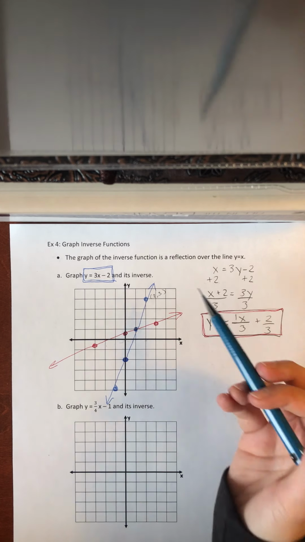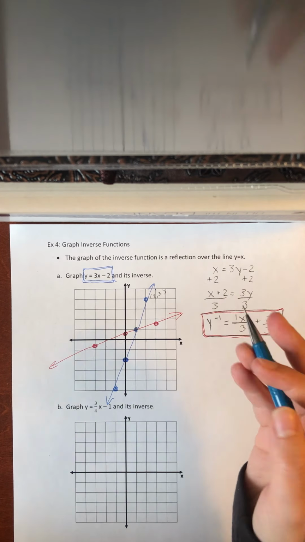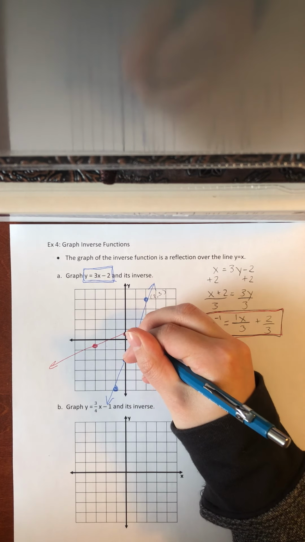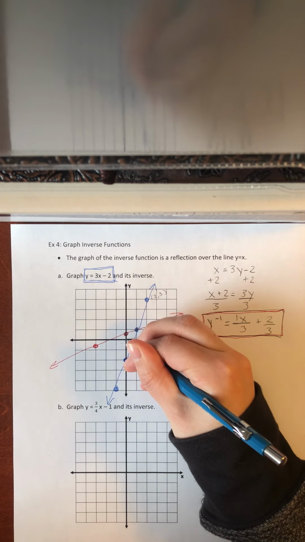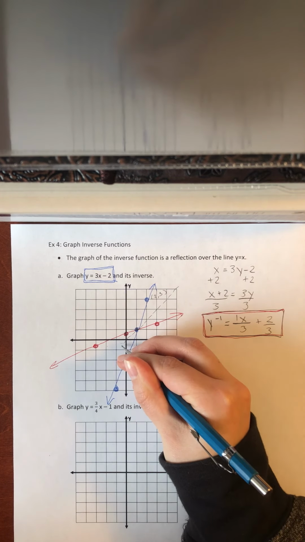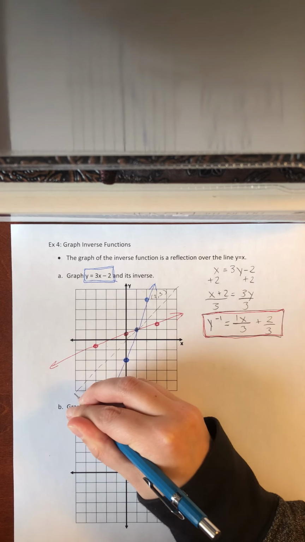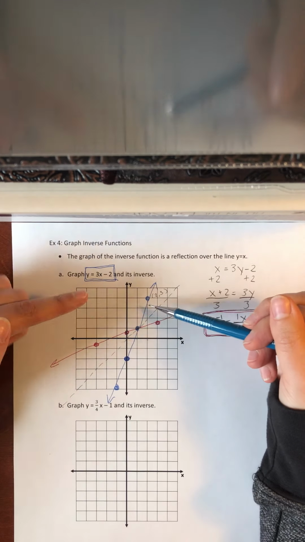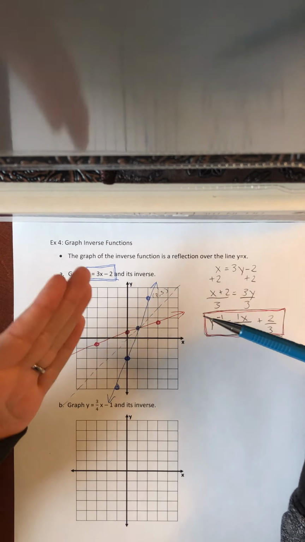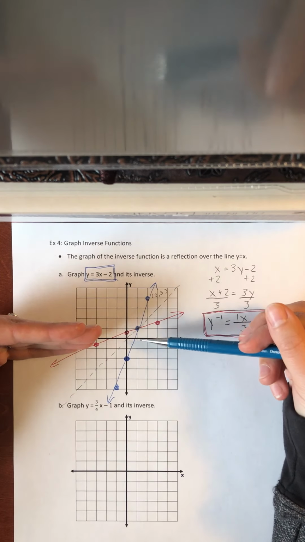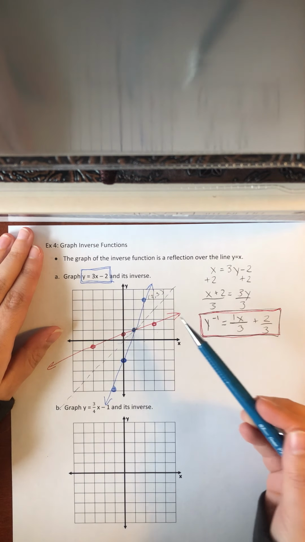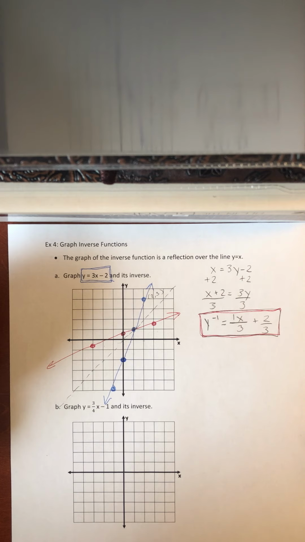Now, inverse functions are always a reflection over the line y equals x. So the line y equals x is this line, right? Up 1 over 1, up 1 over 1, up 1 over 1. So I'm going to make a dashed line to show you what y equals x looks like. Okay, so basically your inverse function is a reflection over that line y equals x. So it's not a reflection over the x-axis or the y-axis, it's a reflection over this line. So you can kind of visually see that, I think.